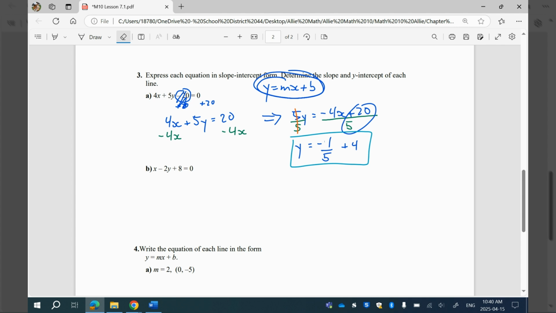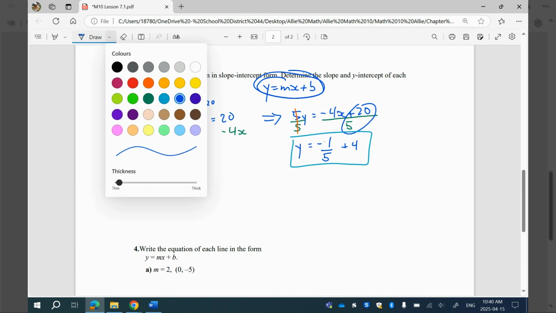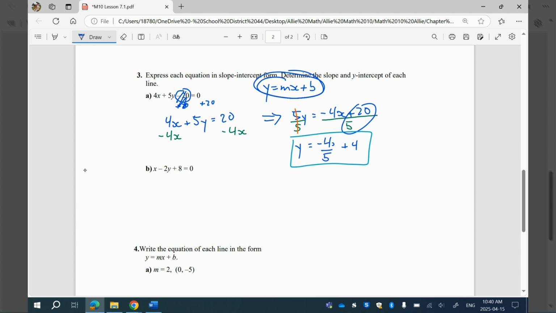And it's best to leave this as a fraction, because that's the way that we're used to seeing slope. We don't really want this as negative 0.8, because that's not really in our rise over run. So best to leave it as a fraction.